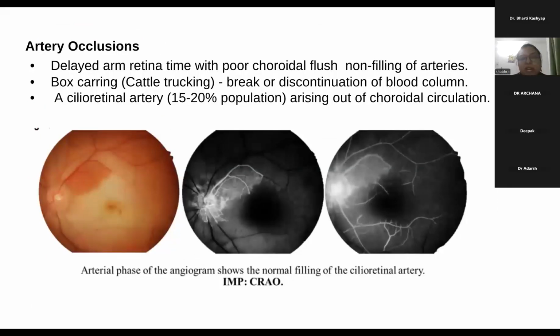Artery occlusions, if the artery is occluded, it will not fill at all. So here you can see there is just a small area along the superotemporal arcade which is still viable. So you can see the filling there. Otherwise, all other vessels, you can see it is totally black.